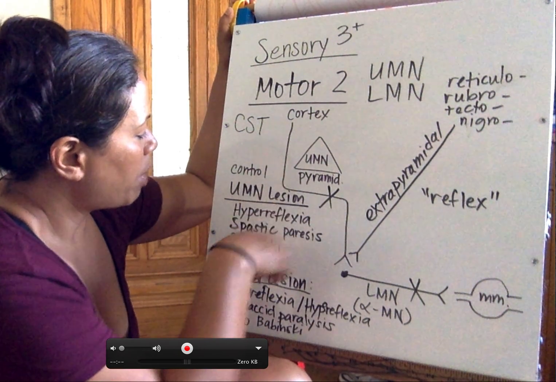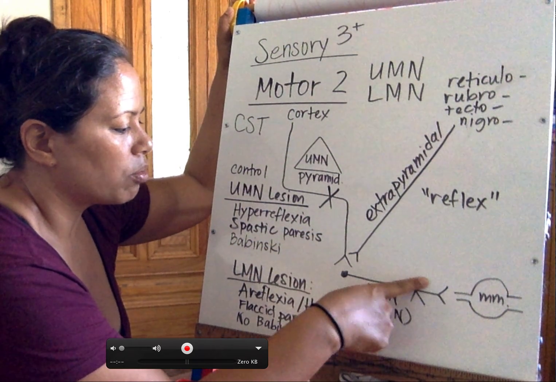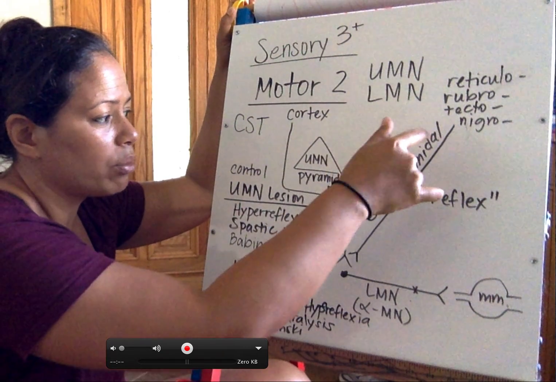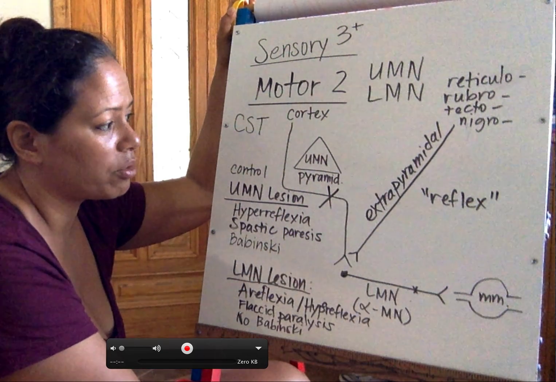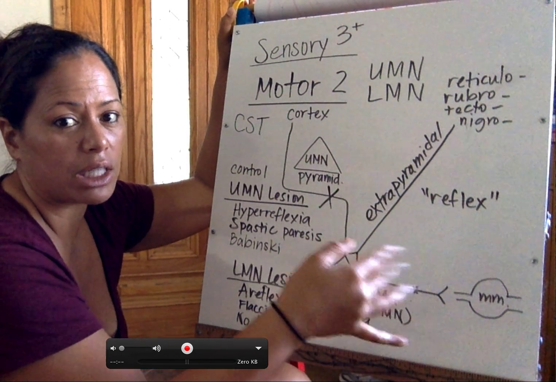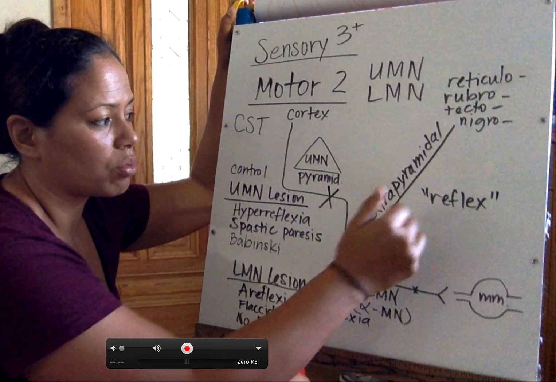But what about for upper motor neuron? Well, upper motor neuron, because the lower motor neuron is intact, right? If I damage the ability to control, then my reflexes are going to be more pronounced. And what are the reflex pathways? Reticulospinal, rubrospinal, tectospinal, nigrospinal, and so on, right? So they're extra. Extra is reflexive.